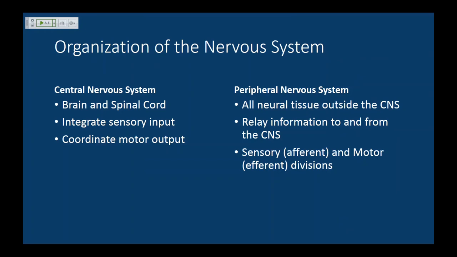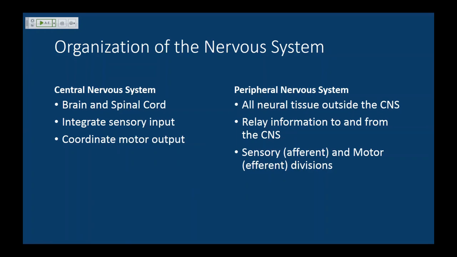So those are all the cells and how they work in the nervous system, but how does this nervous system actually interact to do its job and help us interact with the world? So the first major division of the nervous system is the central nervous system, the brain and the spinal cord, versus the peripheral nervous system, which is all other neural tissue. The central nervous system is responsible for the integration of sensory inputs and the coordination of motor outputs, whereas the peripheral nervous system is basically responsible for relaying that information to and from the central nervous system.